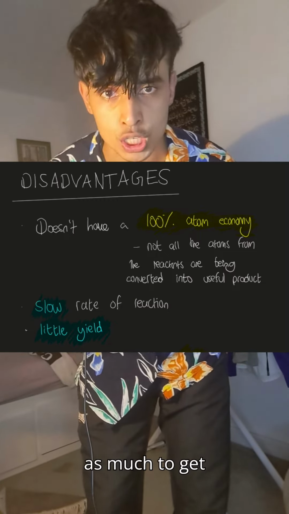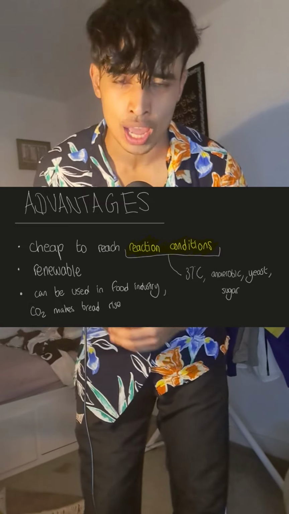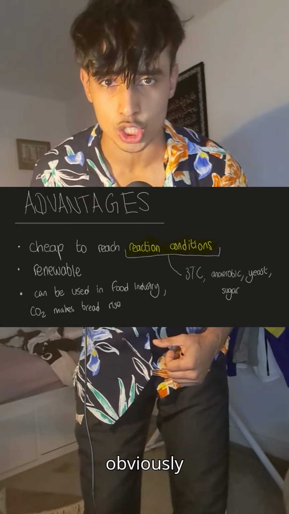However, it doesn't cost as much to get those high pressure and high temperature conditions that you need for the hydration of ethene. Okay, and the conditions are 37 degrees, anaerobic, and you need yeast and a sugar obviously because that's the reactant.